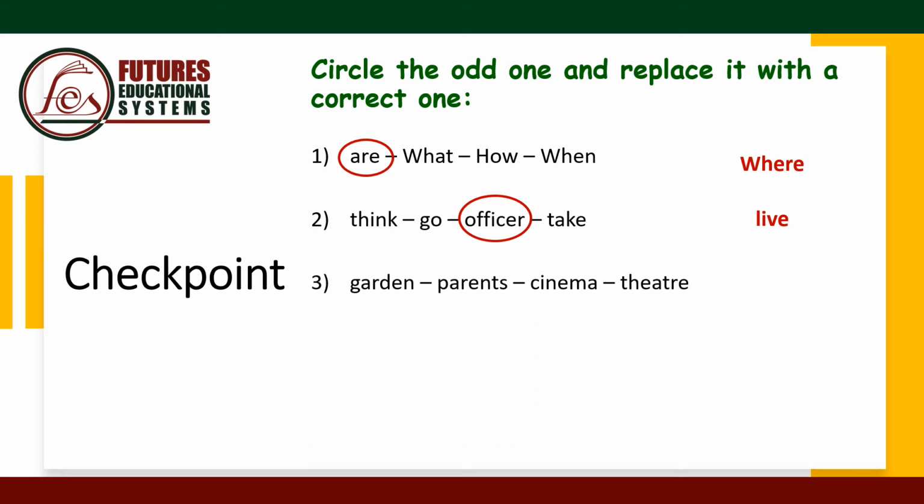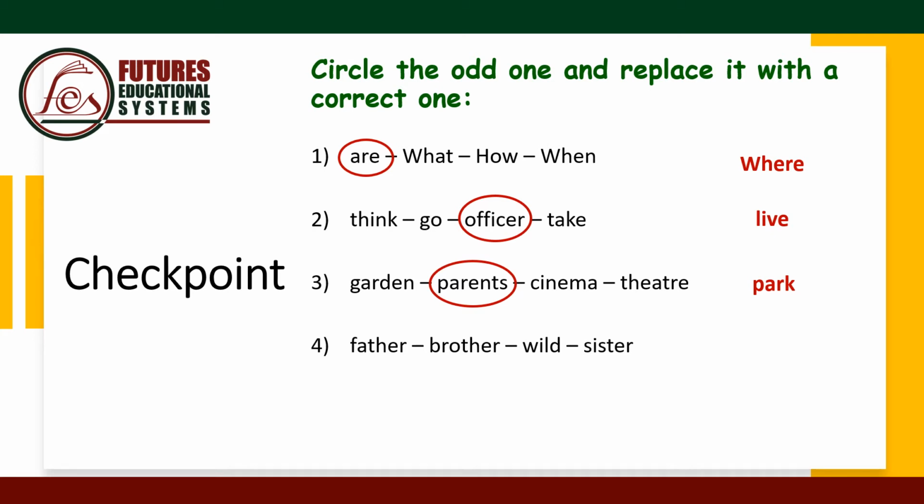Number three, garden, parents, cinema, and theater. Garden, cinema, and theater are places. So the odd one is parents and we're going to replace it with any place. Park.